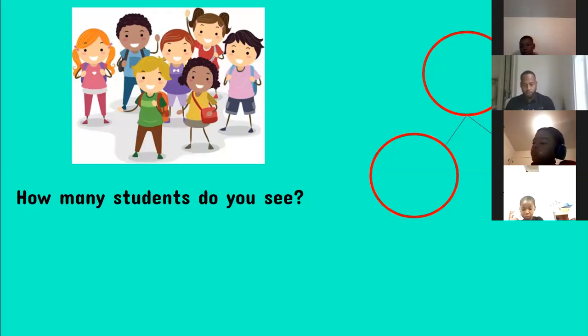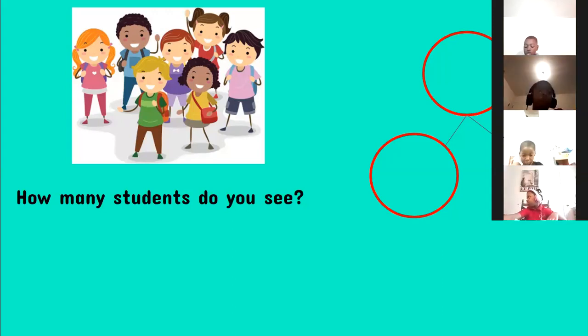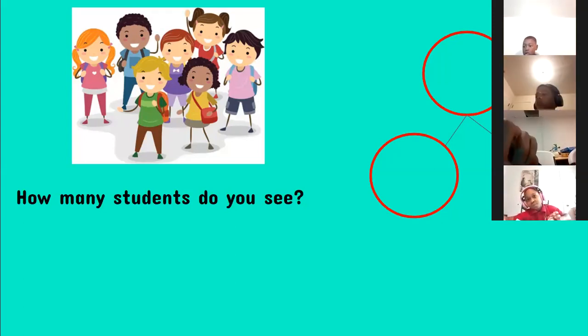So how many students do we see in this picture? I want you to count quietly to yourself. How many students do you see in that picture? Go ahead and count them quietly and get that number in your head. Seven. Don't say it out loud.